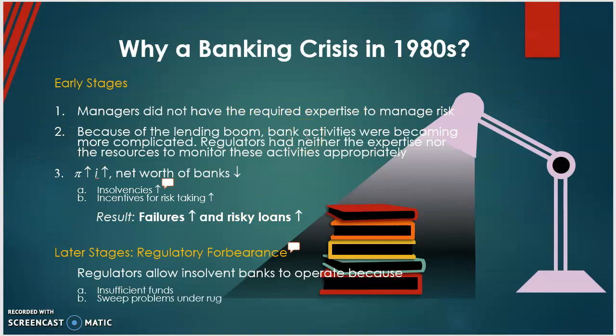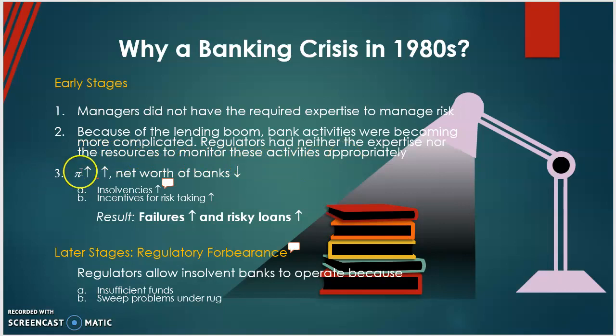Okay, look at why the banking crisis occurred in the 1980s. Okay, at the early stage, managers of the banks did not have the required expertise to manage risk, because at this time the RMA was not implemented yet. Because of the lending boom, meaning that the lendings or loans at that time increased, bank activities were becoming more complicated. Okay, regulators had neither the expertise nor the resources to monitor these activities appropriately.